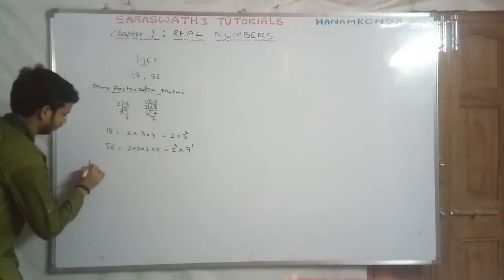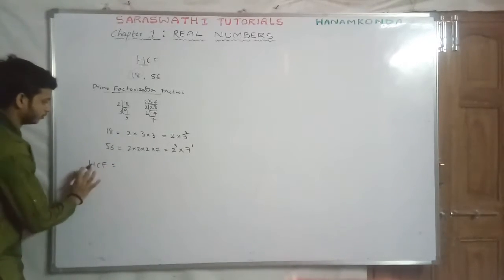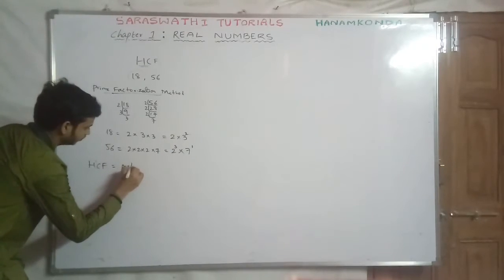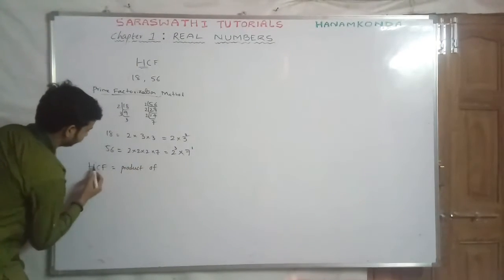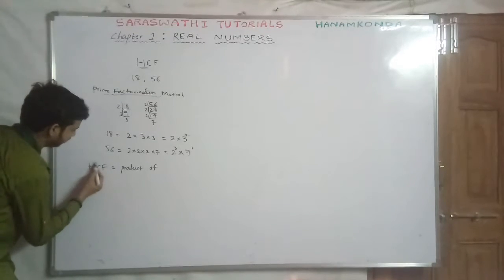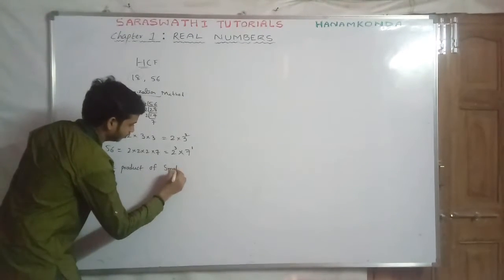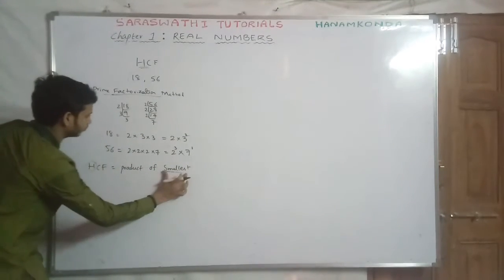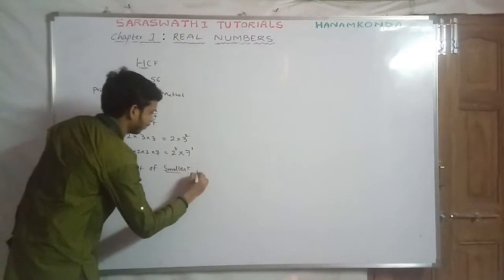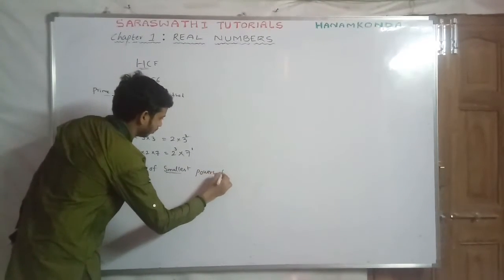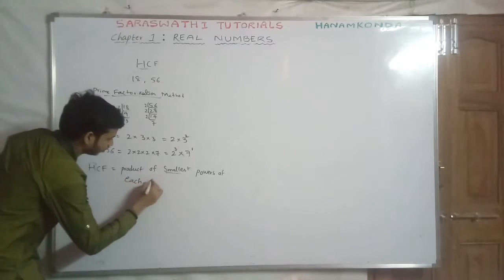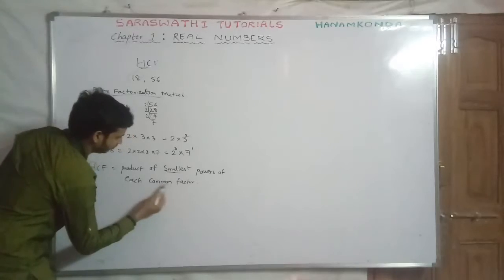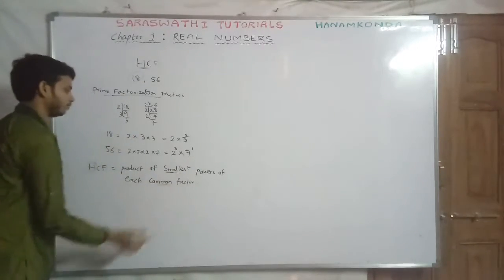Now HCF equal to the product of the smallest powers of each common factor. Remember that H is highest, yet we have to choose the smallest power. So HCF is the product of the smallest powers of each common factor.